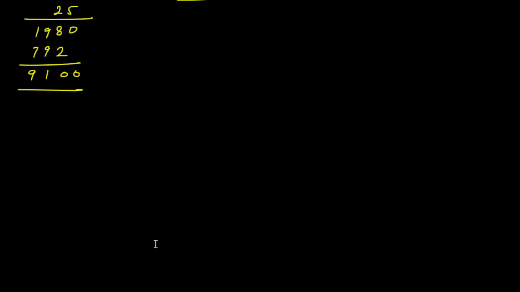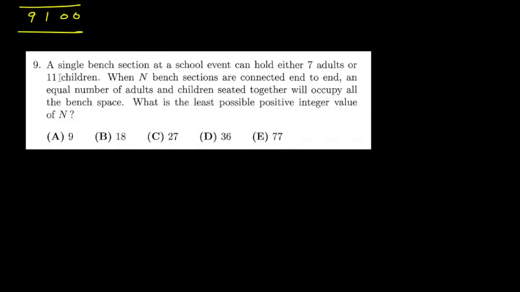A single bench, the question number 9 is what? A single bench section at a school event can hold either 7 adults or 11 children. When n bench sections are connected end to end, an equal number of adults and children seated together will occupy all the bench space. What is the least possible positive integer value of n?